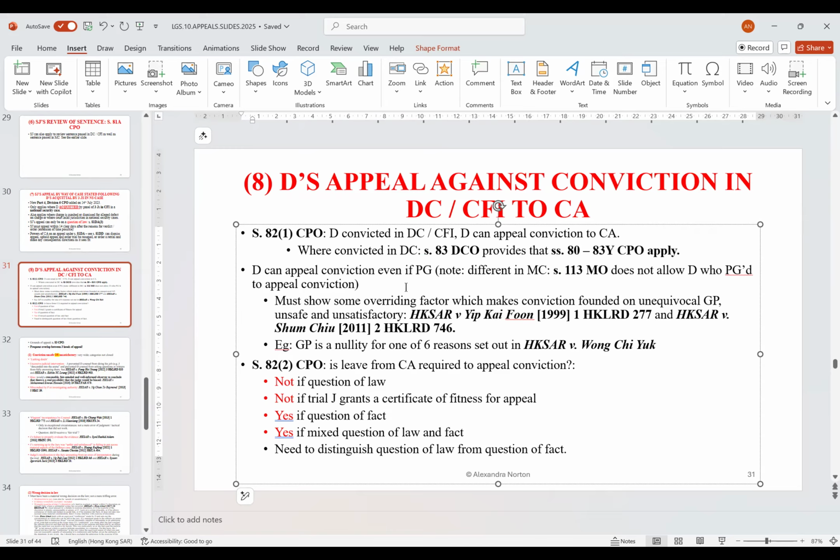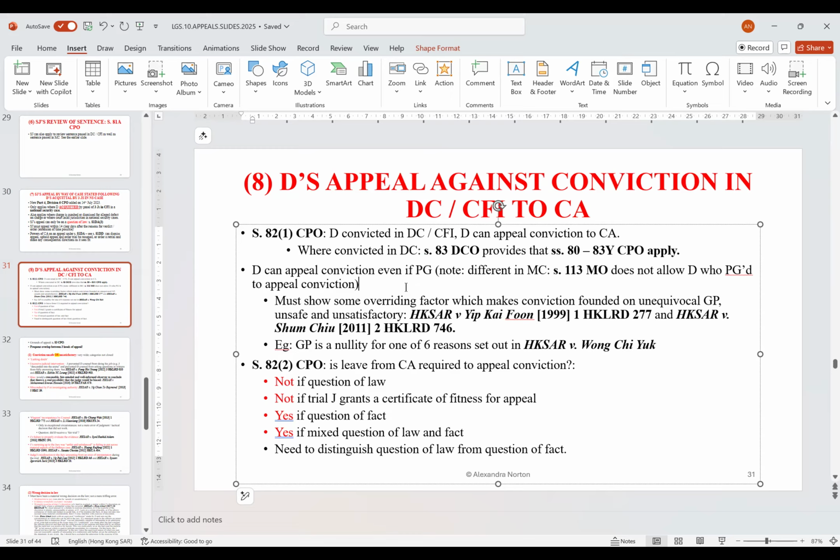But what is different between an appeal from the DC or CFI to the CA versus a magistracy appeal is that even if the defendant pleaded guilty in the district court or the CFI, he can appeal against his conviction. Why? Because the statute gives him that power. Whereas in the magistrate's court, the Magistrates Ordinance specifically does not allow a defendant who pleaded guilty to appeal his conviction. He would have to look to withdraw his guilty plea.